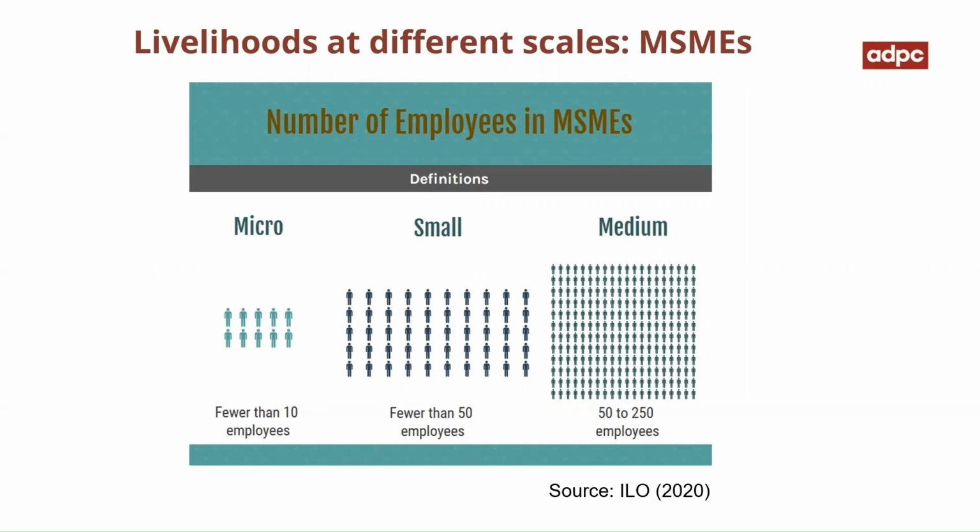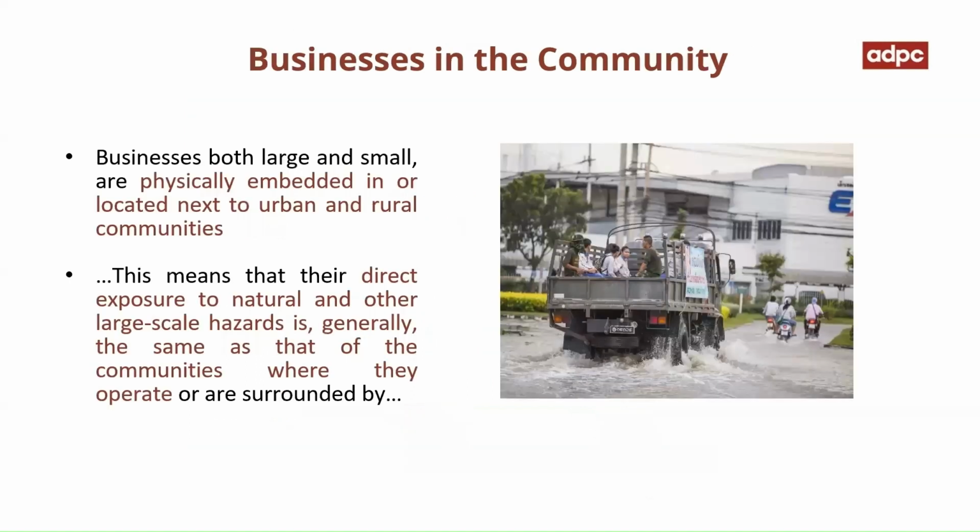As shown in the graphic on screen, number of employees is just one way in which we can categorize businesses of different sizes. Businesses, both large and small, are physically embedded in or located next to urban and rural communities. This means that their direct exposure to natural and other large-scale hazards is generally the same as that of the communities where they operate or are surrounded by.